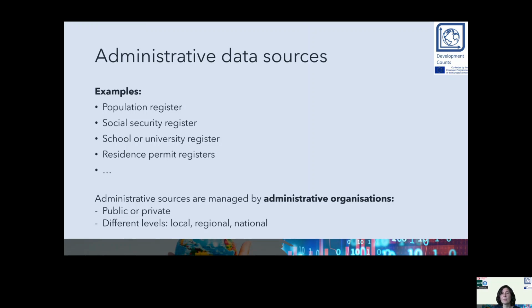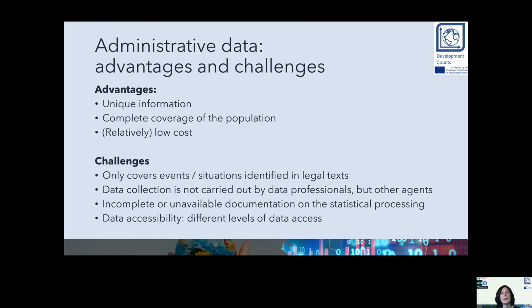Administrative sources are managed by administrative organizations, and many of the examples we have cited are public organizations. However, they can also be held by private actors, as we will mention in a minute. This administrative information can also be collected at different levels: local, regional, or national. Administrative data has key advantages, and this explains why it is more and more used for research purposes.